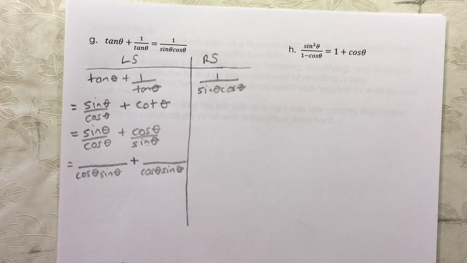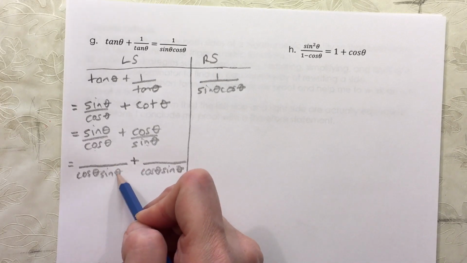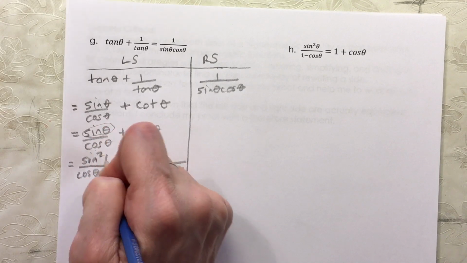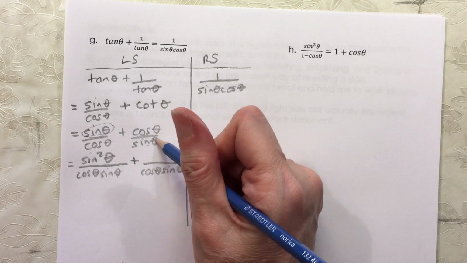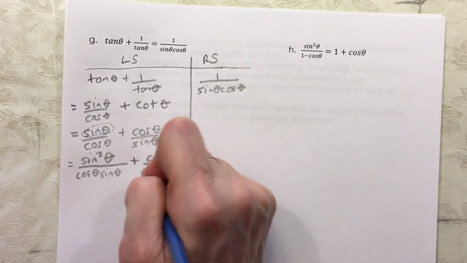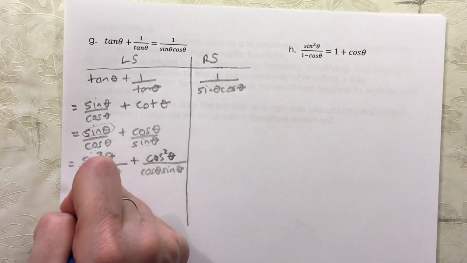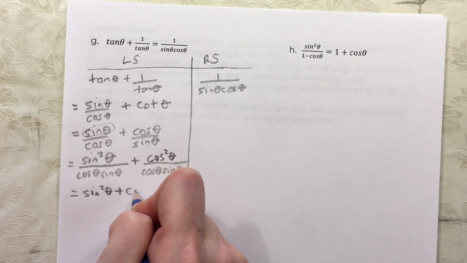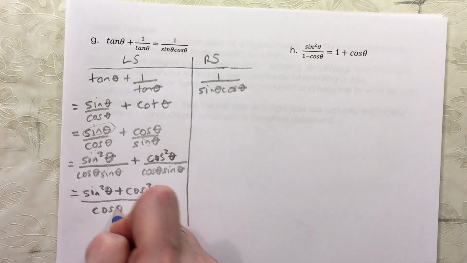And then what do we have to multiply cos theta by to get cos theta sine theta? You need to multiply by sine theta. So we're going to multiply the top by sine theta, giving us sine squared theta. What do we multiply sine by to get cos times sine? Cos. So we want to multiply the numerator here by cos theta, giving us cos squared theta. Now we want to add the numerators over the common denominator.